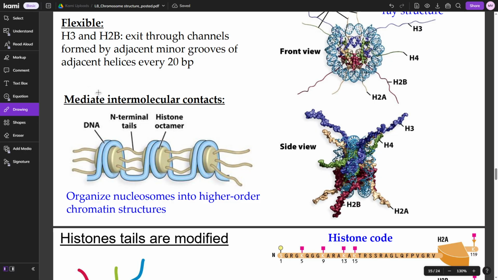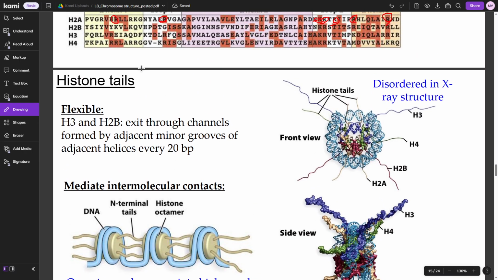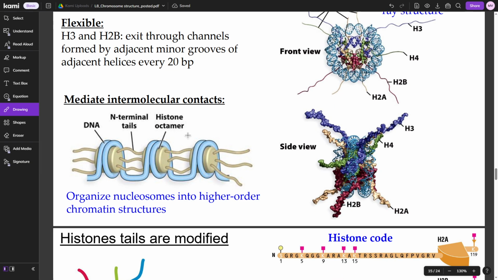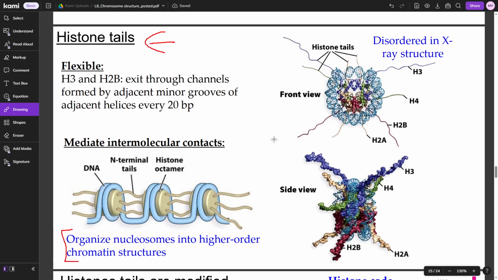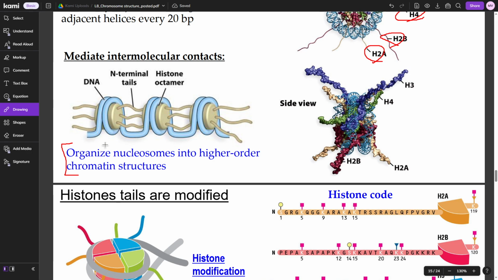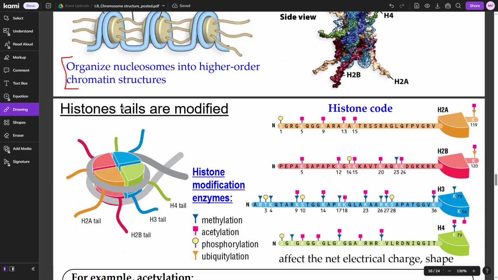So the other thing that's important with the tails is that they actually allow for contact between histones. So you can see here these histone tails are actually connecting with each other and interacting. So they allow the nucleosomes to organize with each other. And remember that each histone has its own tails, right? So the 2A, 2B, 4, 3, these all have their own tails. And so the tails allow different nucleosomes to interact with each other and form these higher order chromatin structures where they get compact and stuck together.